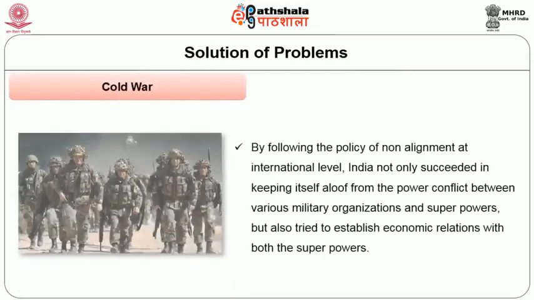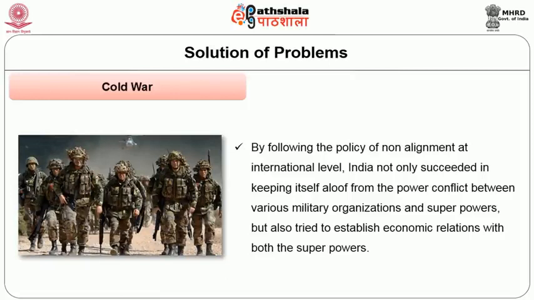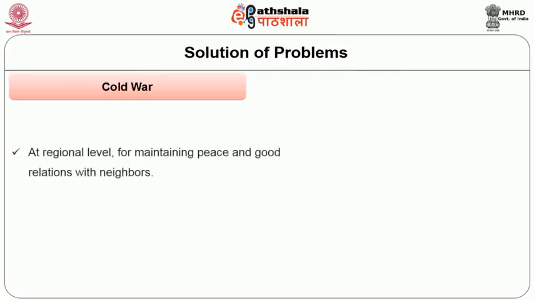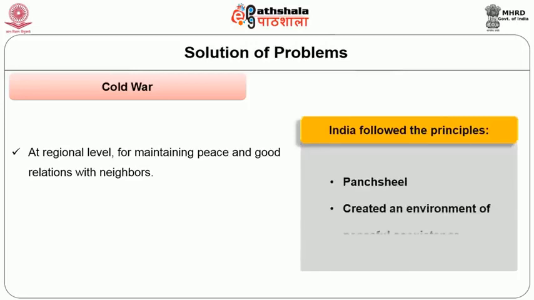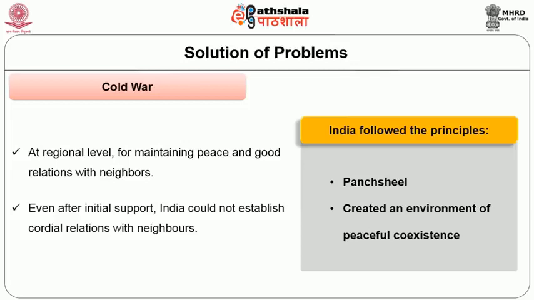Cold War. Following the policy of non-alignment at international level, India not only succeeded in keeping itself aloof from the power conflict between various military organizations and superpowers, but also tried to establish economic relations with both the superpowers. At regional level, for maintaining peace and good relations with neighbors, India followed the principles of Panchsheel and created an environment of peaceful coexistence. In this context, even after initial support, India could not establish cordial relations with neighbors.